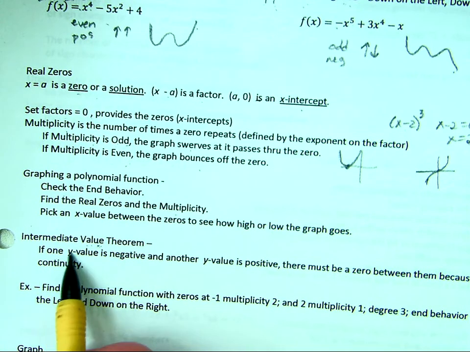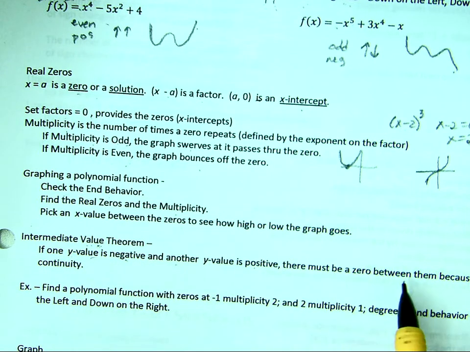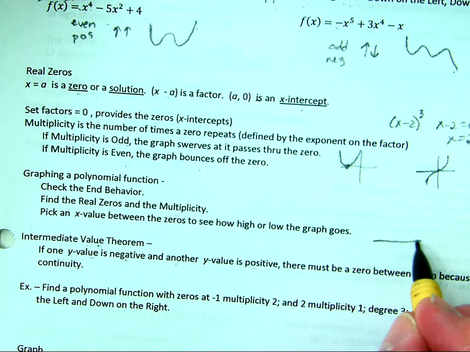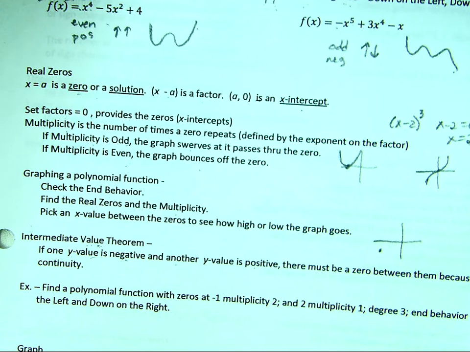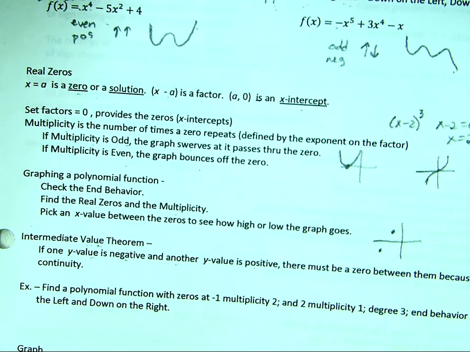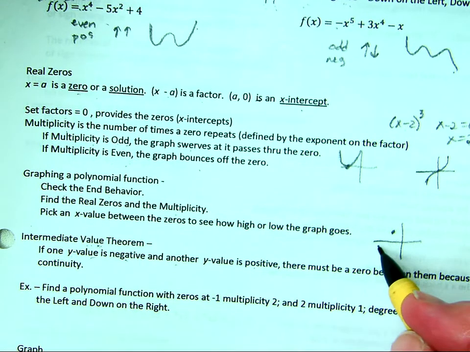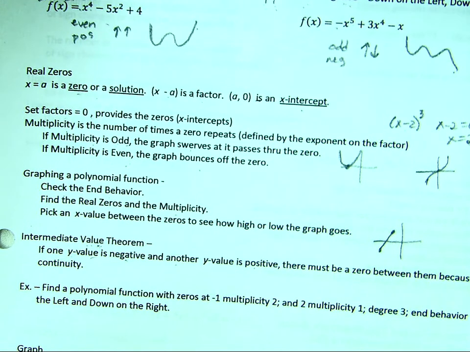For example, if one y value is negative and another is positive, there must be a 0 between them because of continuity. Let's say I find a point here on the graph where y is negative, and a point here where y is positive. Now again, it has to be continuous. Remember, continuous means you draw it without picking up your pencil. If I go from this point to this point and it's continuous, don't I have to cross the x-axis?